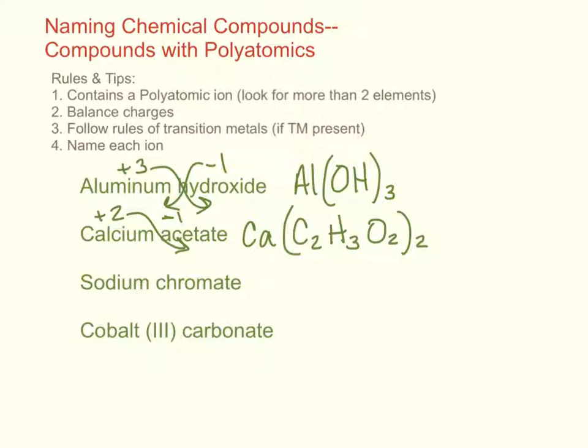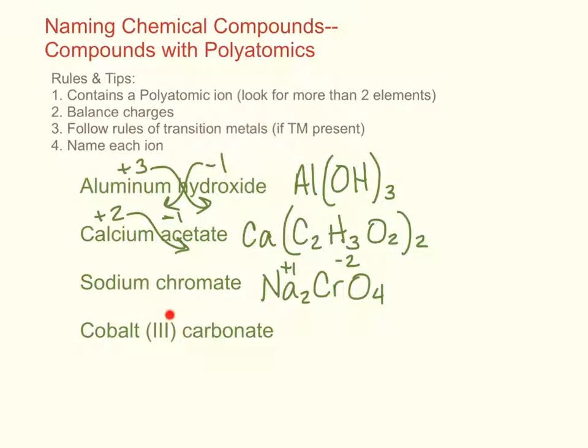My sodium chromate, so my sodium is going to be Na, and my chromate is actually going to be CrO4, and my sodium has a +1 charge, and my chromate has a -2 charge. So now I swap and drop, and this has to become Na2CrO4, and that's my sodium chromate.